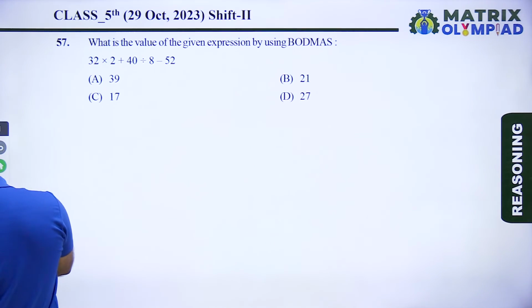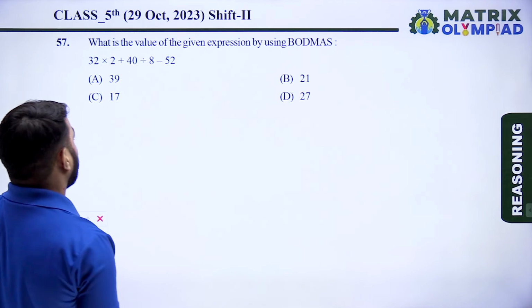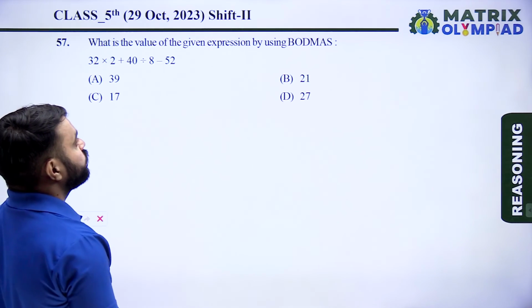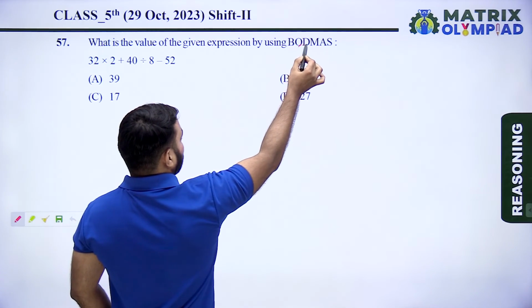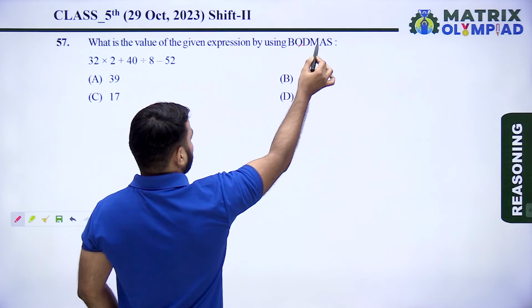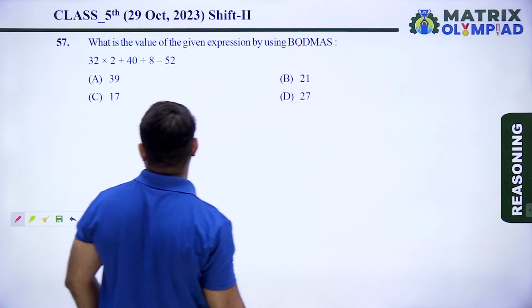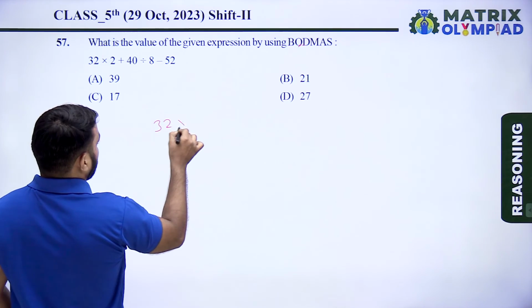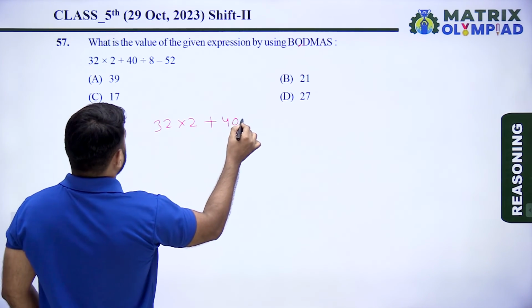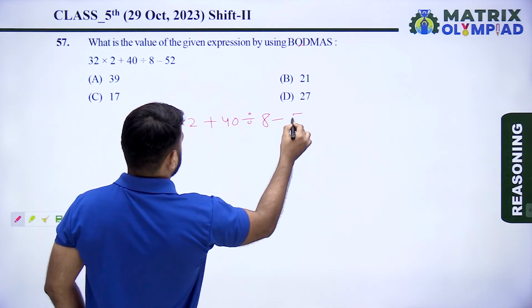So the next question is question number 57. What is the value of the given expression by using the BODMAS rule? So B means bracket, O means order or power, D means division, M means multiplication, A means addition and S means subtraction. So the expression is 32 multiplied by 2 plus 40 divided by 8 minus 52.